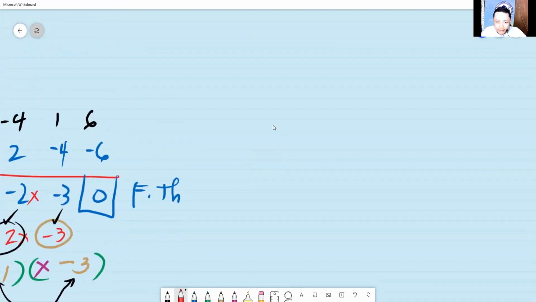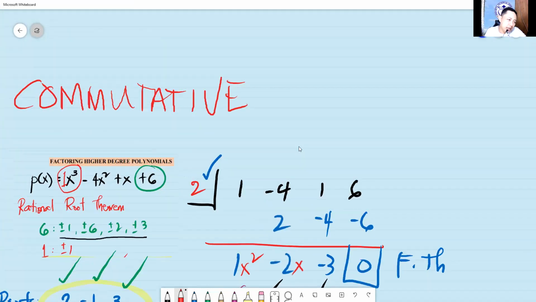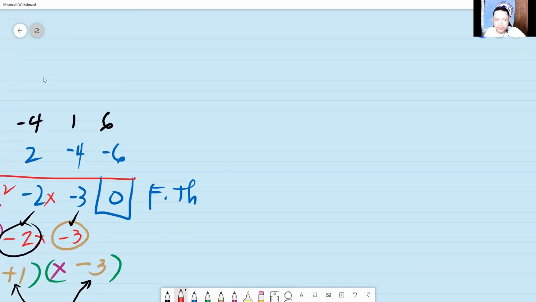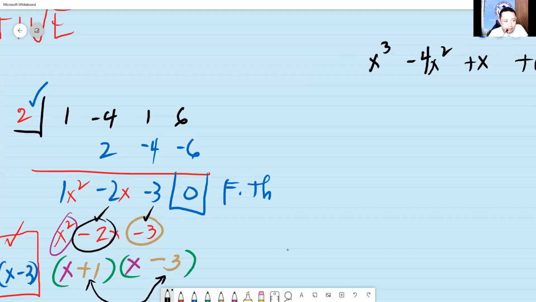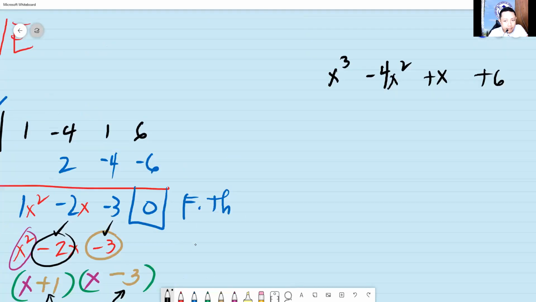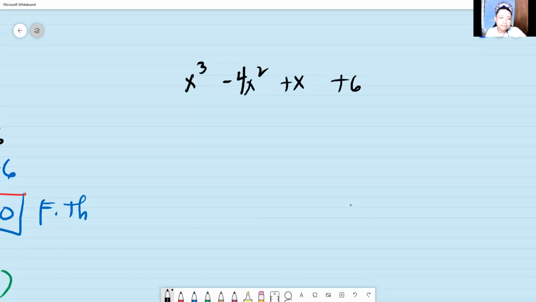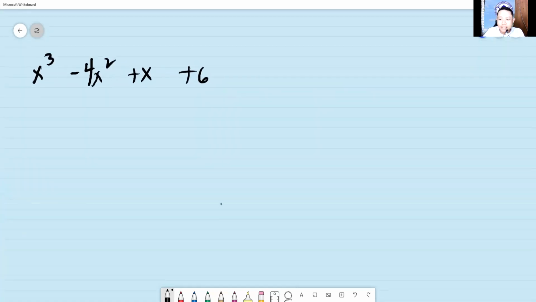So kapag meron tayong, for example, let's just use this example na lang. X cubed. Madali lang yung graphing, don't worry. X cubed minus 4x squared plus x plus 6. Are they the same? Plus 6. Okay, good. Game. I just would like you to be familiar with the different types.